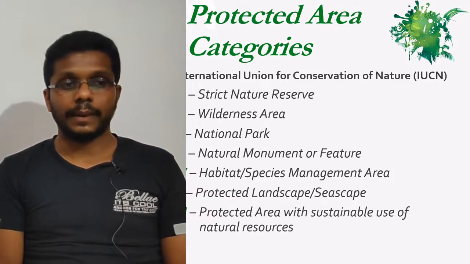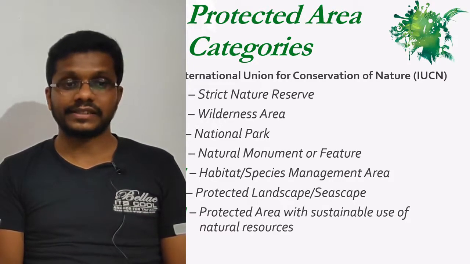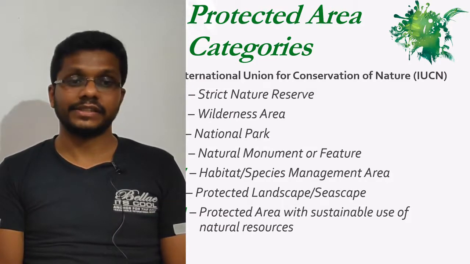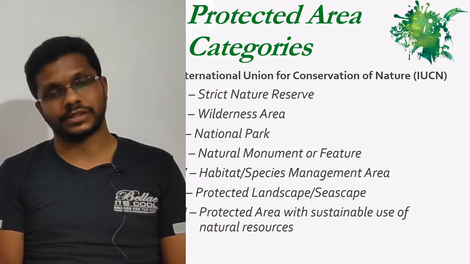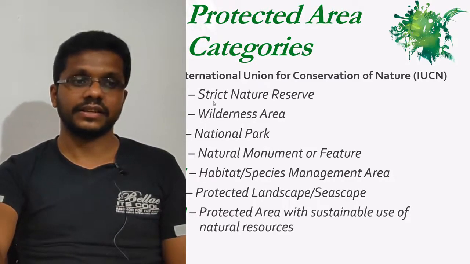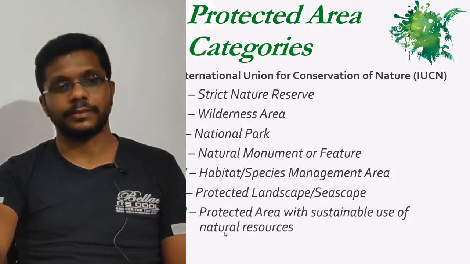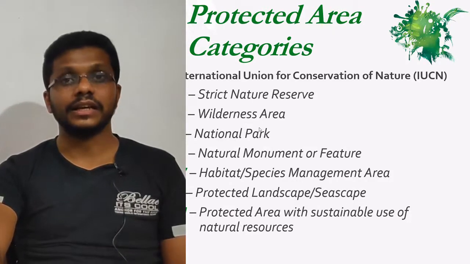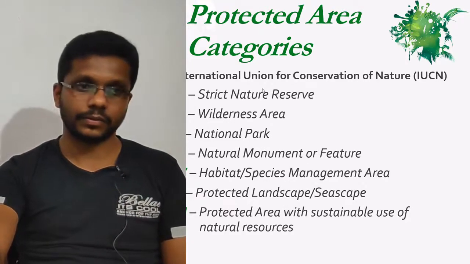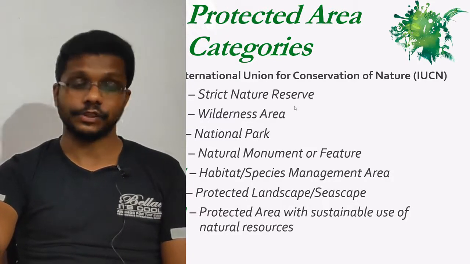Type 4, habitat or species management area. Type 5, protected landscape or seascape. And type 6, protected area with sustainable use of natural resources. So as I said, the most stringent regulations are in the 1A area, and the most relaxed is the last one, but all of them are protected areas for the in-situ conservation of the species. So by all this, we are conserving the biodiversity in situ.